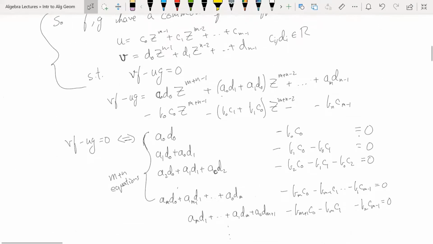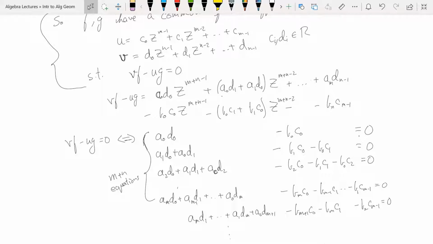Matrix, which we will call them. Yeah. So let's try to understand this condition, VF minus UG is 0. Yeah. So we'll build up some equations out of it, and that will give us that identity.